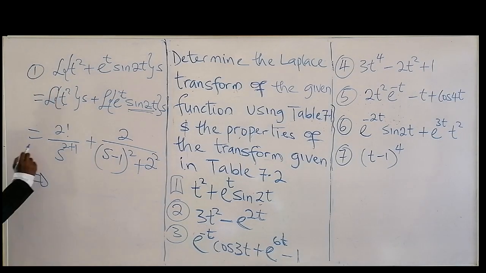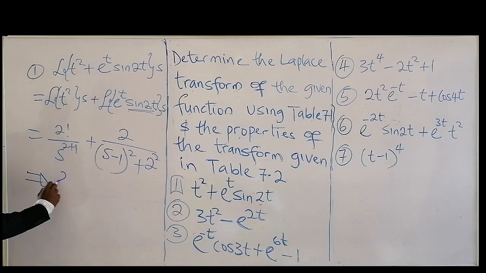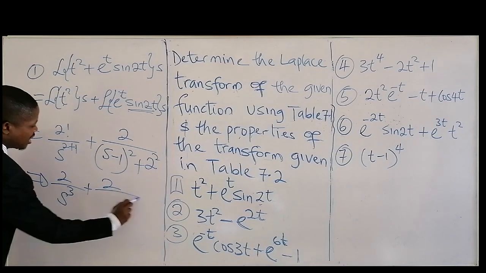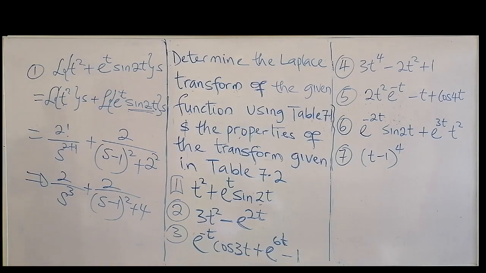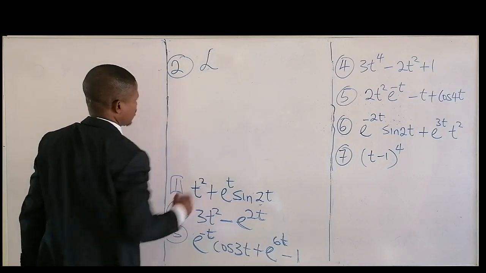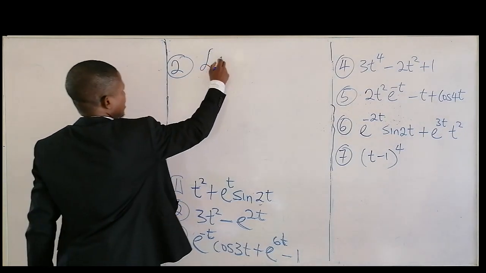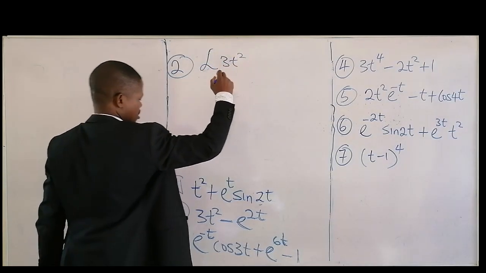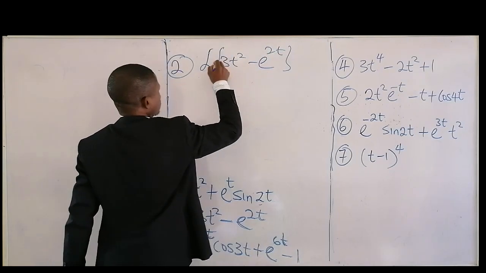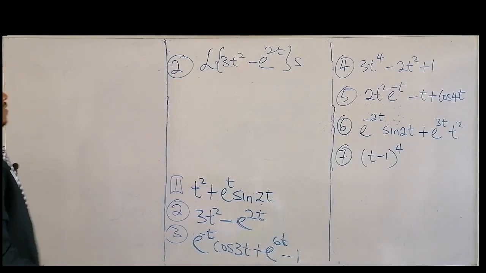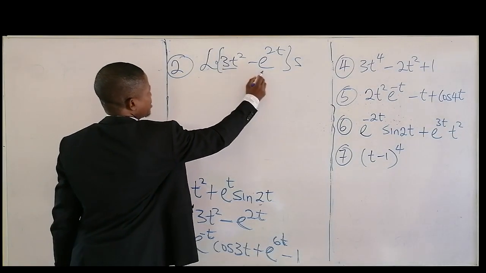Okay? Then for the final algebra, 2 factorial means 2 times 1, and then 2 plus 1, that's 3. Then plus 2 over x minus 1 squared plus 4. And that finished question 1. We have the Laplace of 3t squared minus exponential 2t. We have this, and this is 2 functions, 1, 2.